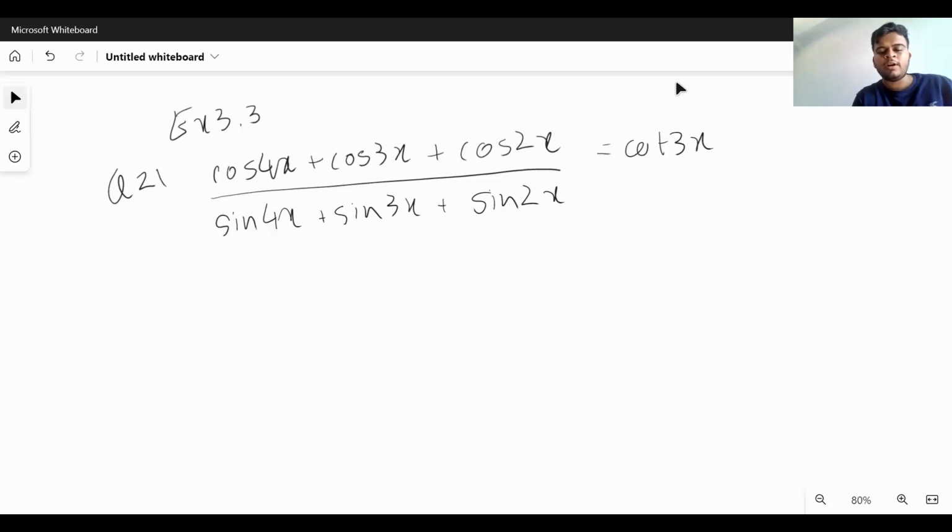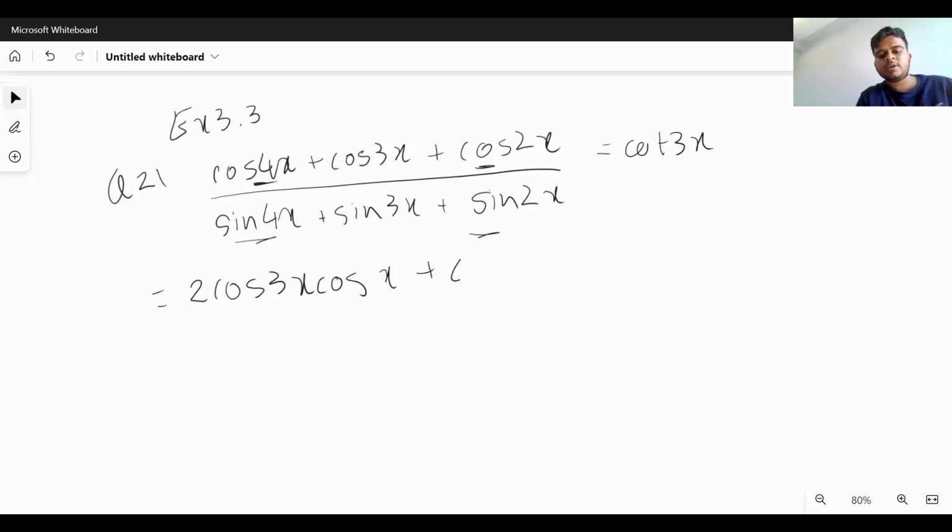Whenever you see questions of this sort, try and find a common term. Because we want to make it into cot 3x, taking cos 3x as common and sin 3x as common in the numerator and denominator respectively would be helpful to us, right? That is something that you would have to see. So let us try and apply the identity of cos x plus cos y and sin x plus sin y with these four particular terms. Let us try and see what we get. So cos x plus cos y is nothing but 2 times cos of (x plus y) by 2 cos of (x minus y) by 2. So that is what I'm going to write. 4 plus 2 is equal to 6 divided by 2 is equal to 3. So 2 times cos 3x into cos of (4 minus 2), 2 divided by 2 is 1.